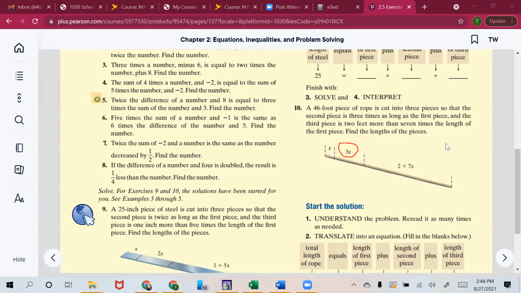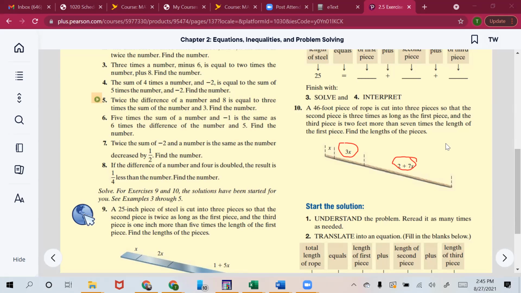And then the third piece is 2 feet more than 7 times the length of the first piece. So that's how they got that part. Just keep that in mind as we're going through and working this. It's a 46-foot piece of rope. So that means all together, this rope is 46 feet long. I could change the word together to be total. The total length of this rope is 46 feet long.